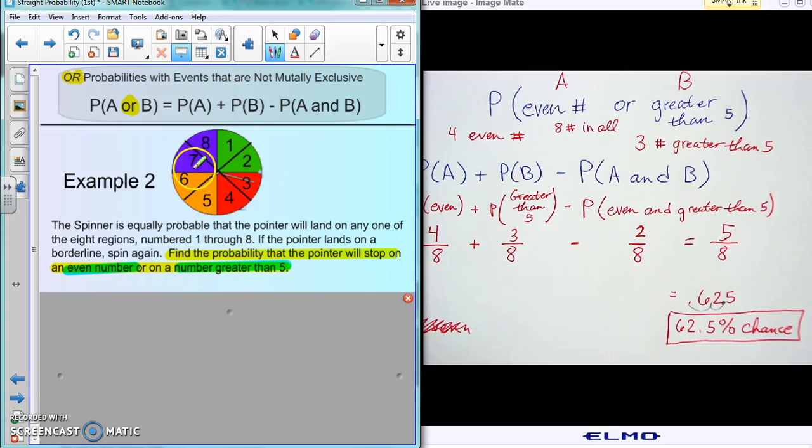All right, and that's it. That's all we've got to do. So when it has the or in it, if this and this can happen at the same time, then you have to use the non-mutually exclusive one.